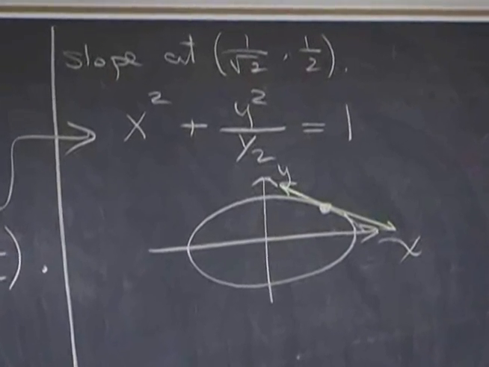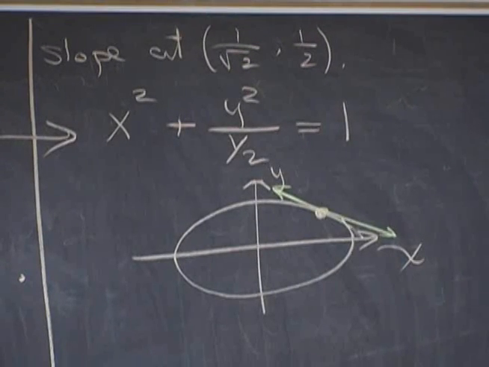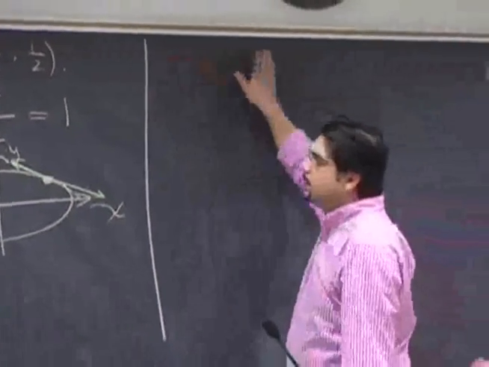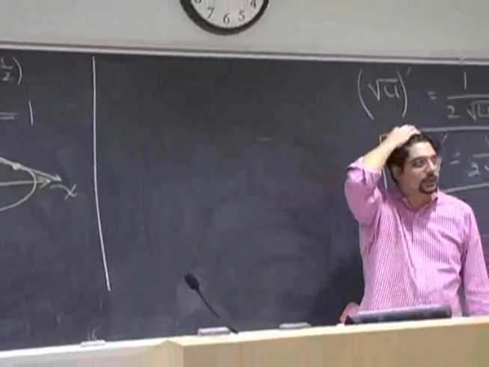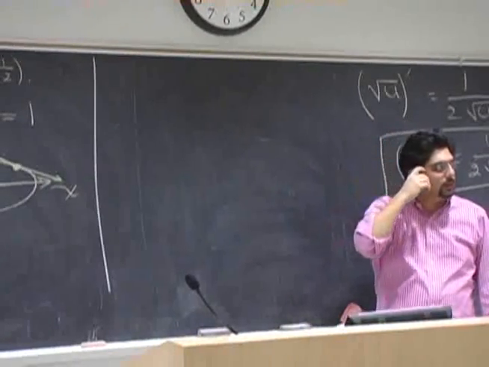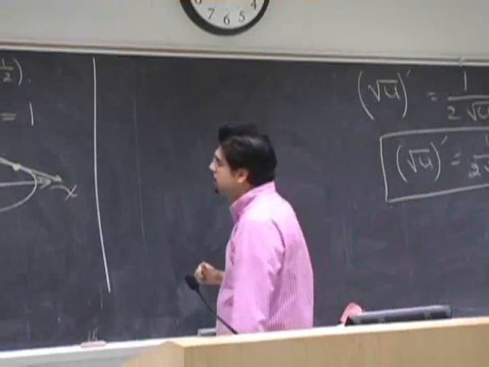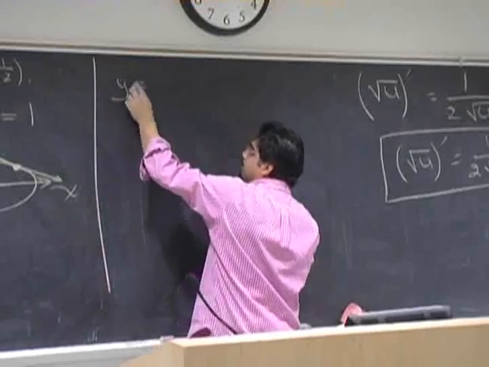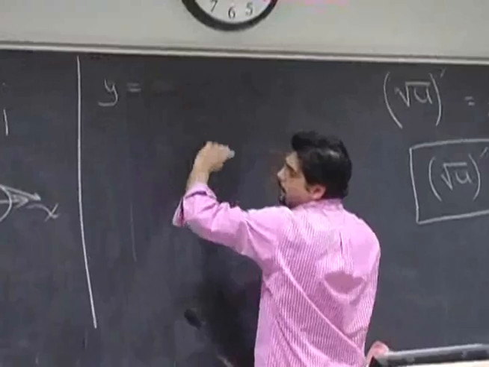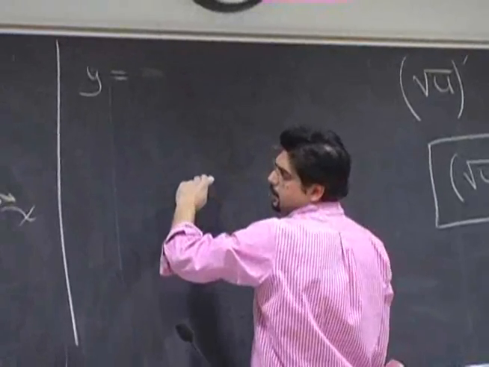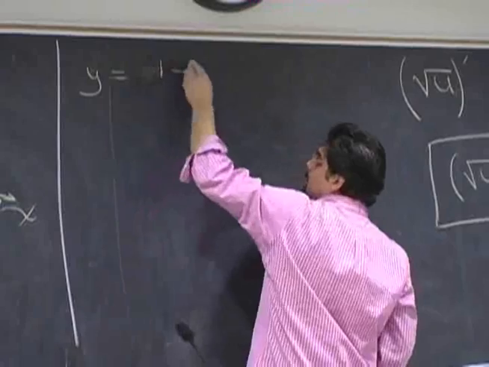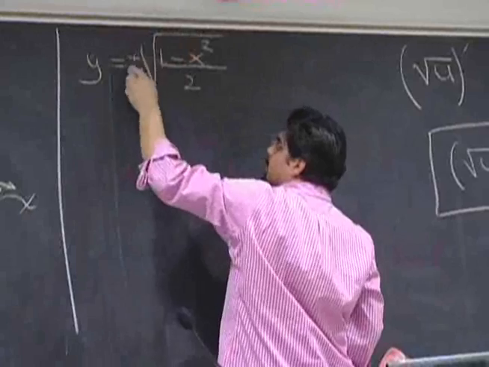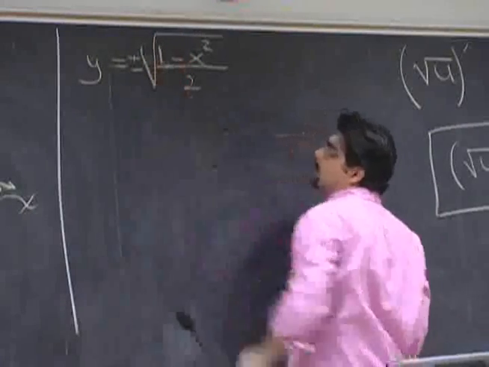The problem is finding the derivative, right? If you have y equals something, then you can get the derivative. But here we don't have y in terms of x. This is an implicit equation. So the natural thing to do would be to solve for y. And if you solve for y, what do you get? You get plus or minus the square root of (1 minus x squared) over 2.